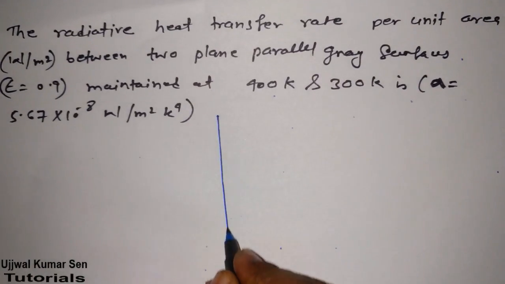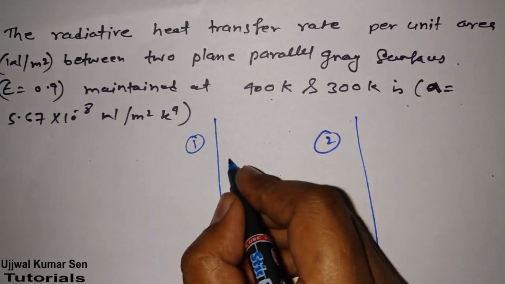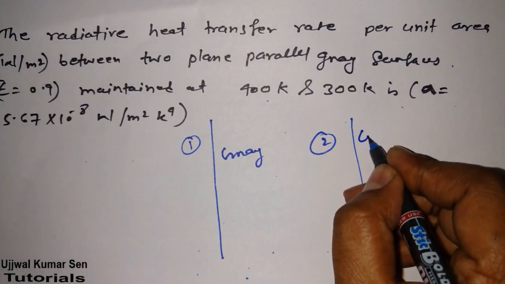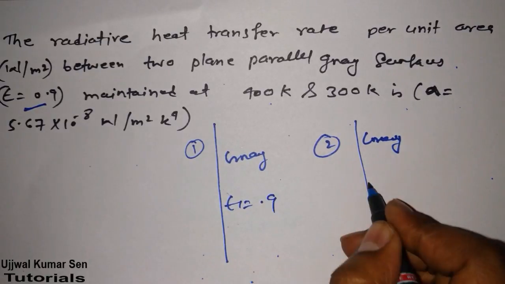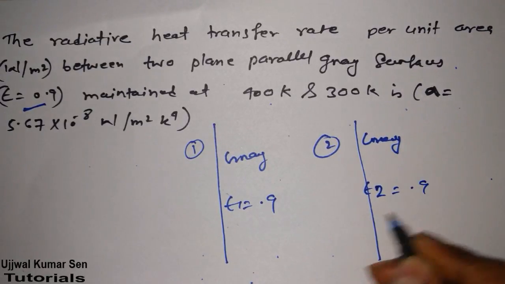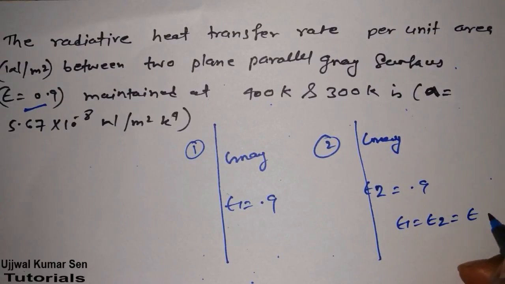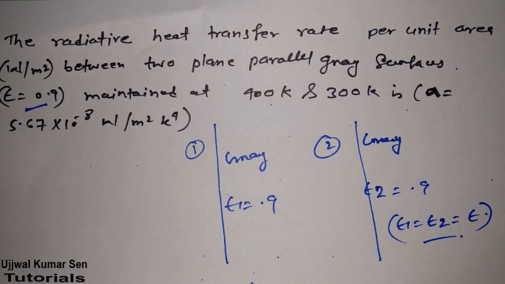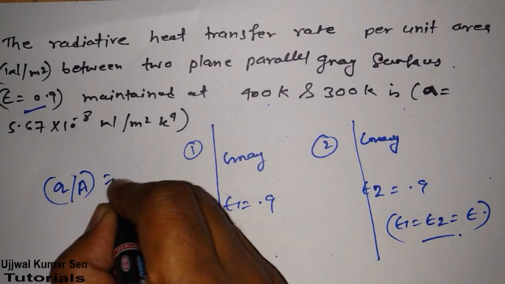So suppose that we are having two surfaces, surface 1 and surface 2, and both the surfaces are gray surfaces. That's why, as you can see, epsilon is the same for both surfaces. So here you can say epsilon 1 is equal to epsilon 2 is equal to epsilon. That means emissivity is the same for both the surfaces. Now what do I have to find out? Heat transfer rate per unit area. That means Q by A I have to find out.